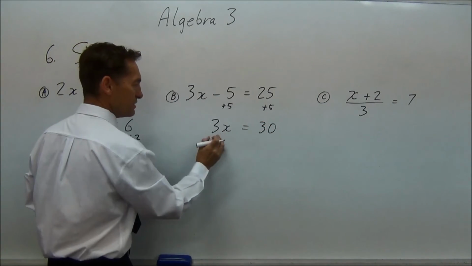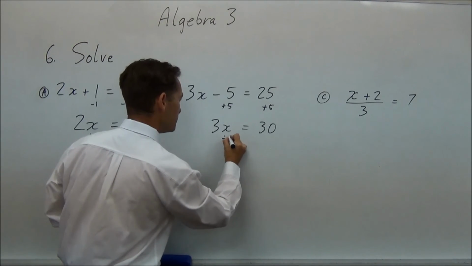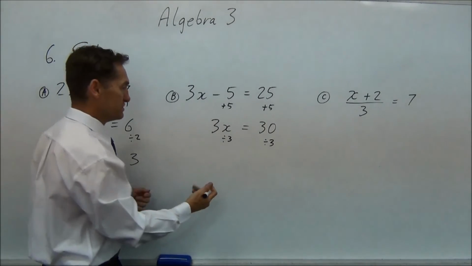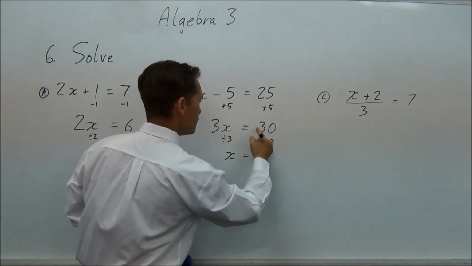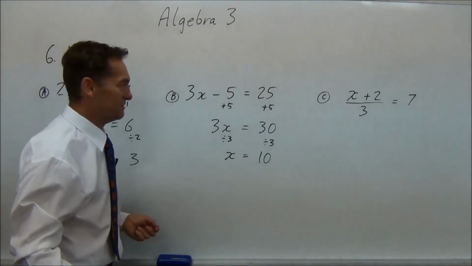And now I've got 3 x's. I don't want 3, I just want x. So I'm going to divide by 3, divide by 3. 3 divided by 3 is 1x. Great. 30 divided by 3 is 10. And that's it. We're done again.